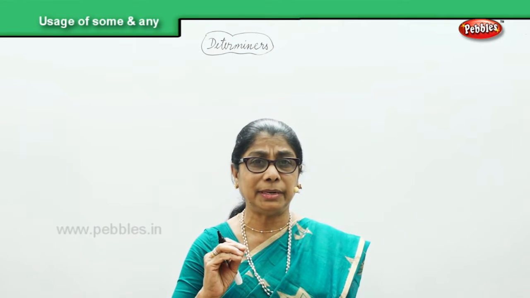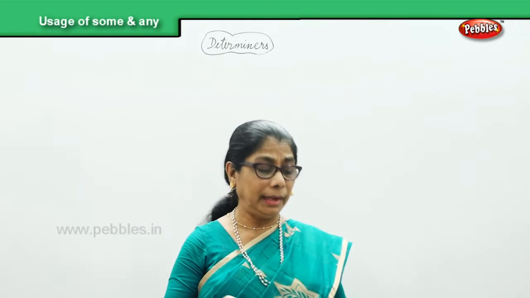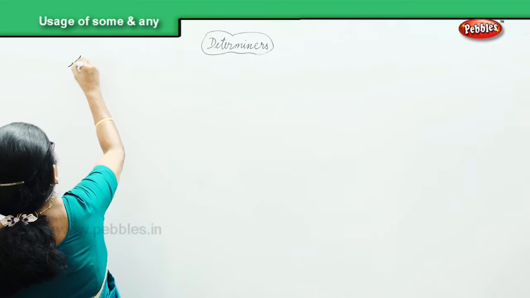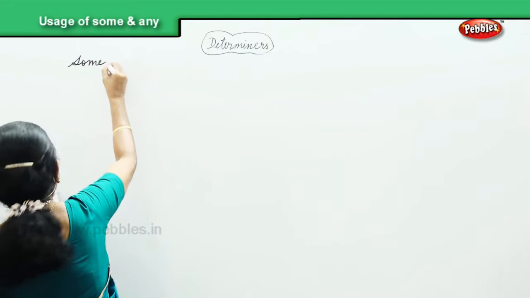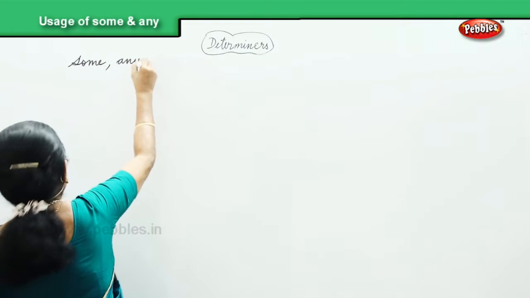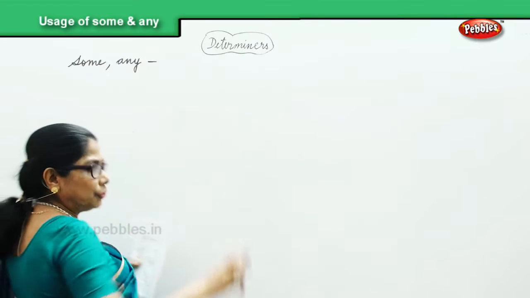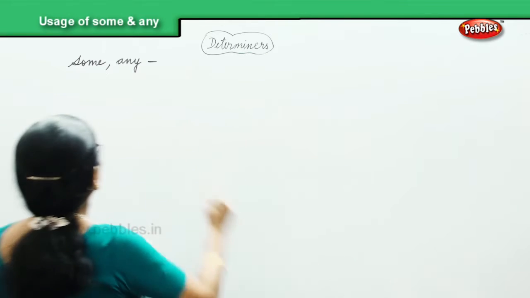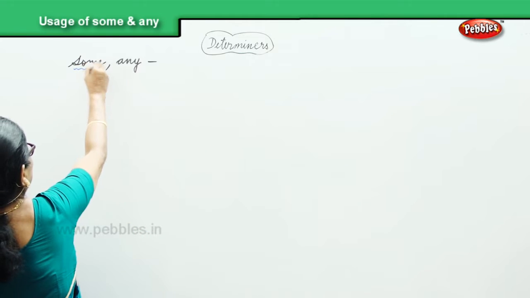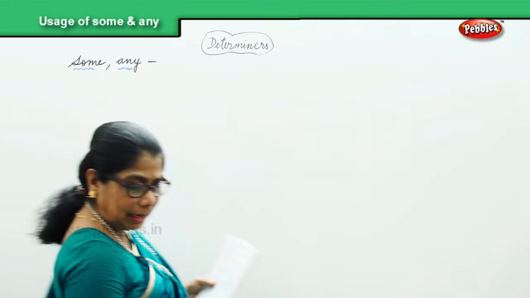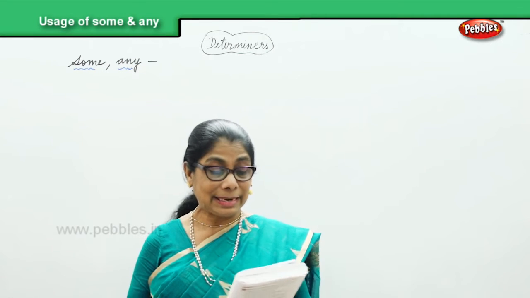Now we'll take just two determiners, some and any. Okay? We're going to look at some, any. Now, how are these two used in sentences? Let's see how we can use them in sentences.